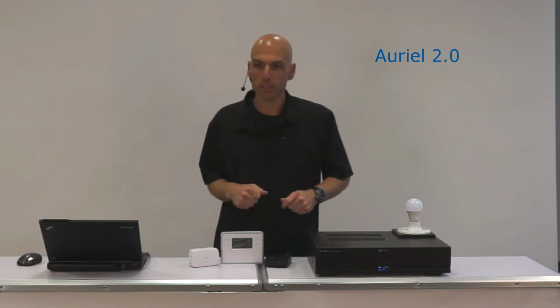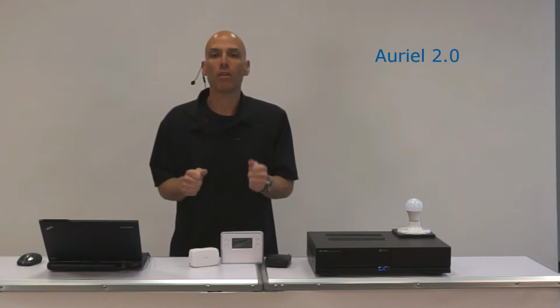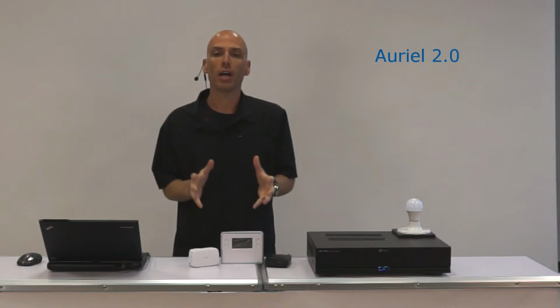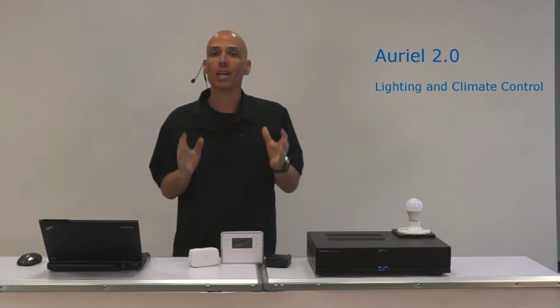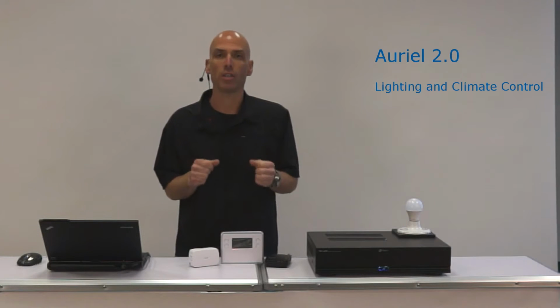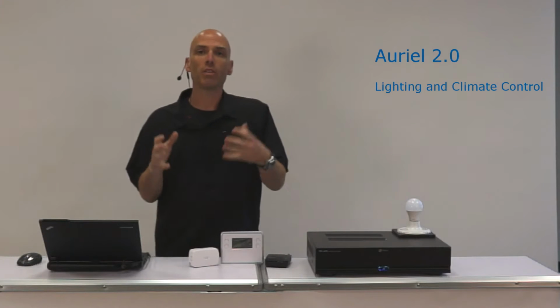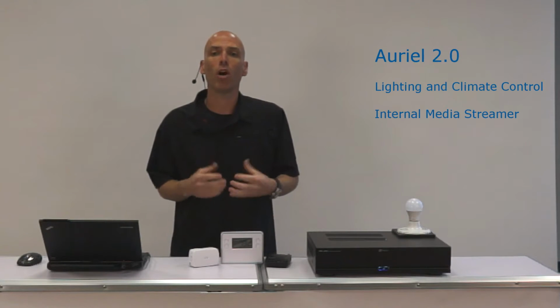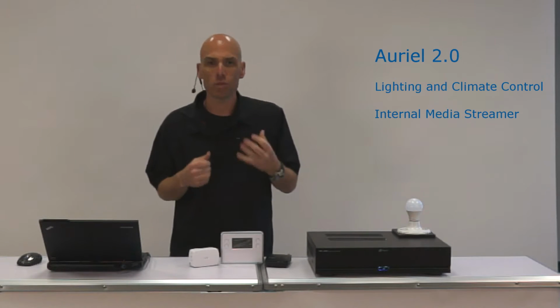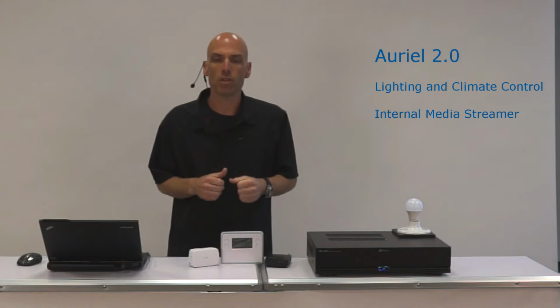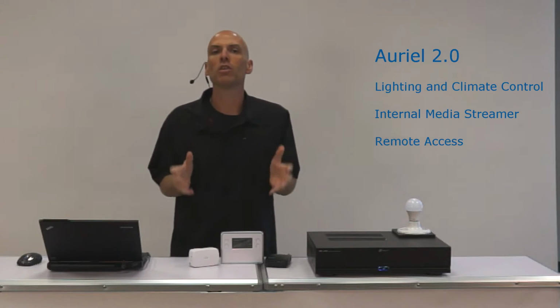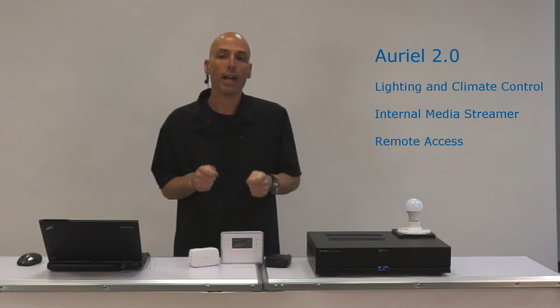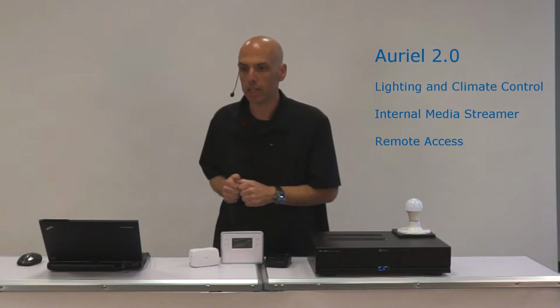The Niles Auriel 2.0 software release enables the Niles Auriel ecosystem to integrate lighting and climate features into your Niles Auriel system. It also allows an internal media streamer to support all your Spotify and Pandora music needs, as well as various other streaming services. And with remote access, you can control your whole house no matter where you're at, as long as you have a high-speed internet connection.